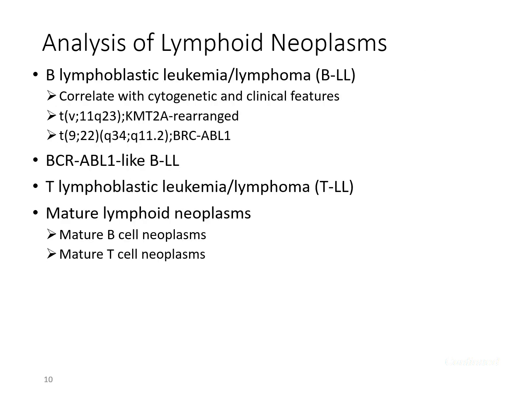And then when we look at our lymphoid neoplasms, we're looking at things like B lymphocytic leukemia and lymphomas, as well as T lymphocytic lymphoma. So we're looking at those B cell and T cell lineages here.